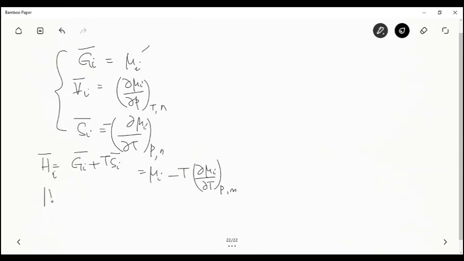Once Hi is known, I can find out Ui. Hi is equal to Ui plus P into Vi, and since I know the expression for Hi, I'll be able to write Ui is equal to Hi minus P Vi. So let me just modify this expression here. So this is Ui, which is partial molar internal energy, is equal to Hi minus P Vi.